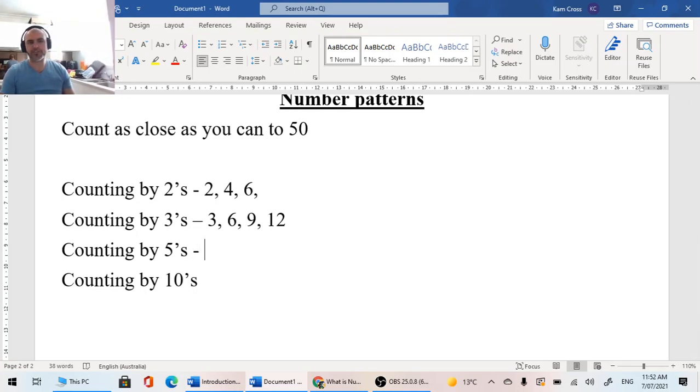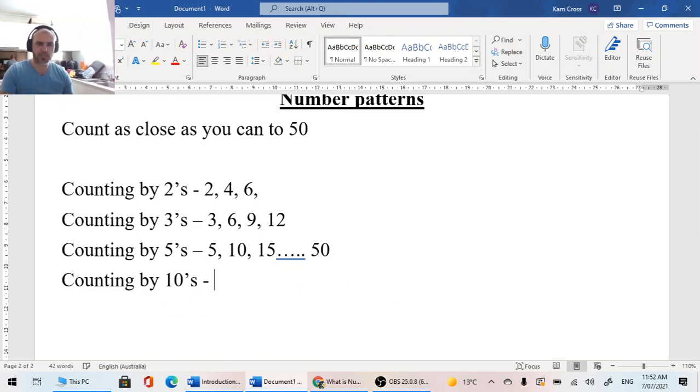12. Counting by fives. Some of you guys are going to find this really, really easy. Some of you might struggle just a little bit. But remember, it's all about practicing. It's all about getting our repetitions in. We're going to keep practicing so we can slowly get better and better at all of this. We're going to go 5, 10, 15, all the way until we get 50.